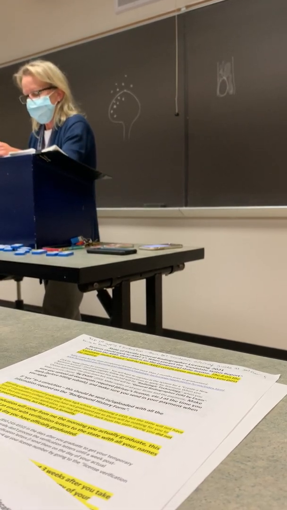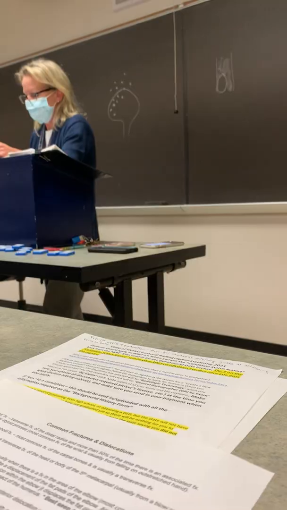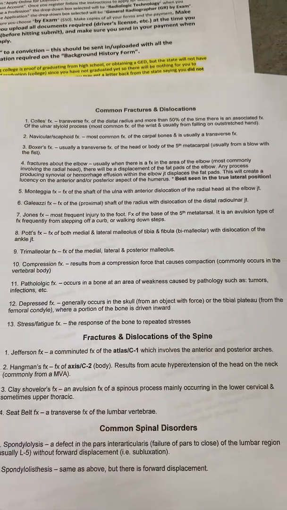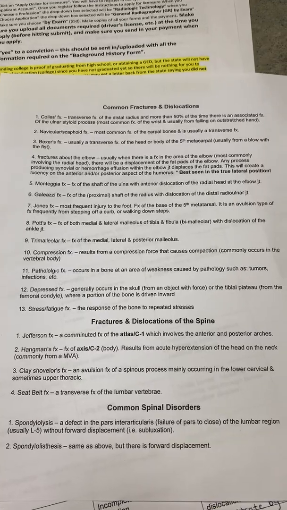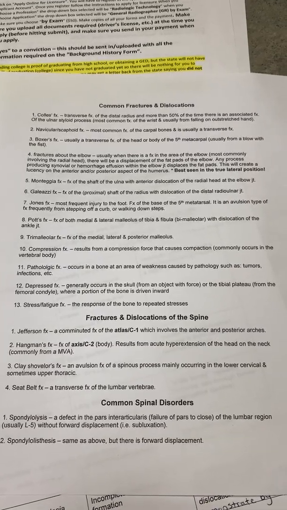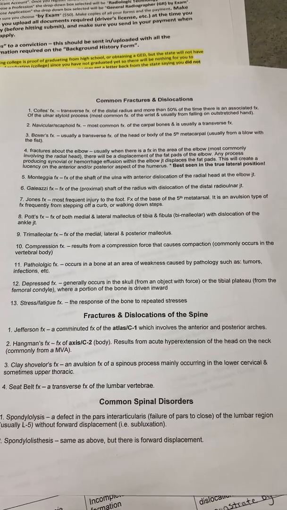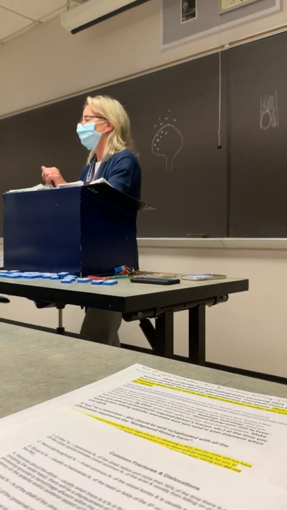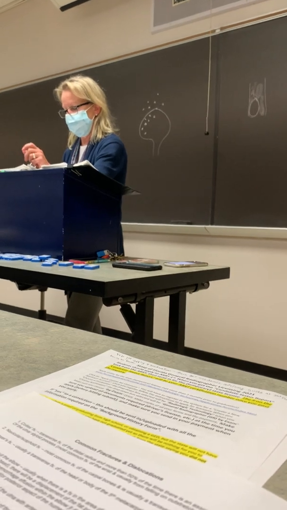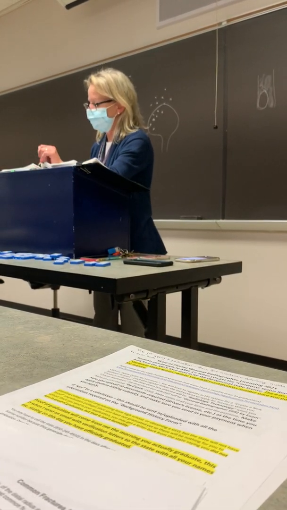Okay, Colles fracture, we had this before. It's a fracture of the distal radius. Sometimes the ulna is involved as well. Navicular or scaphoid fracture. That is the most common fracture of the carpal bones. Why do we get that as the most common? Good, when you fall, you always put your hand out. A boxer's fracture is a fracture of the head or body of the fifth metacarpal.